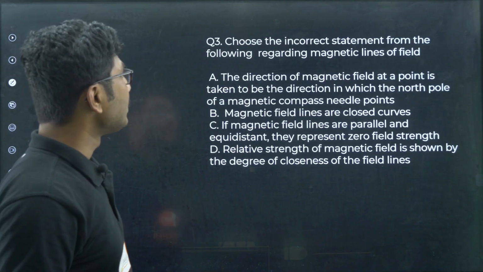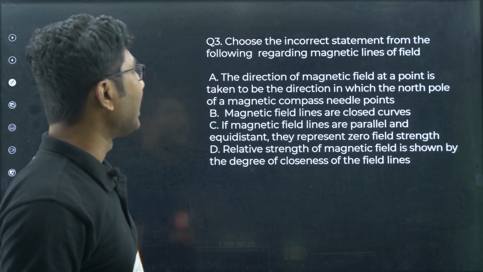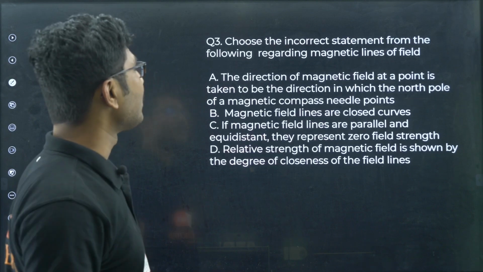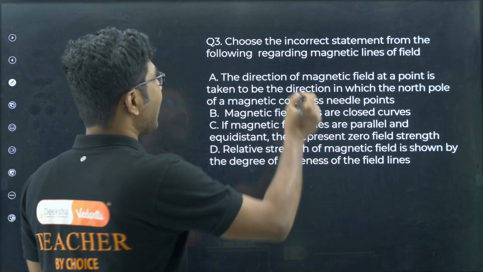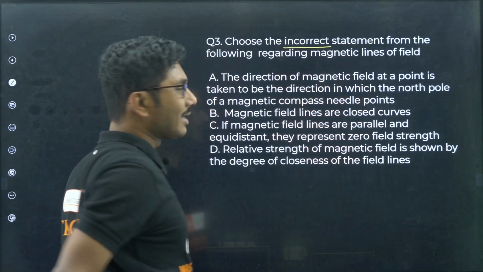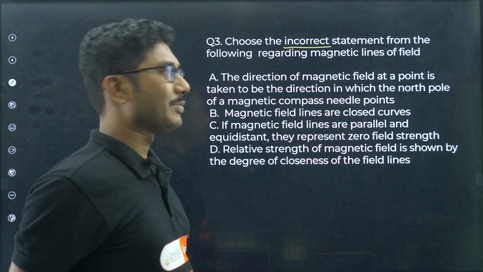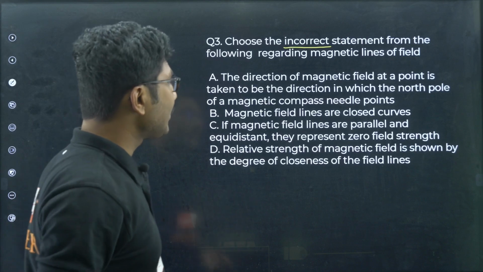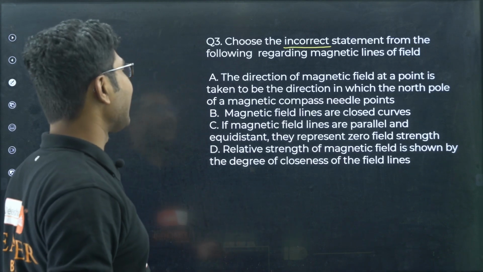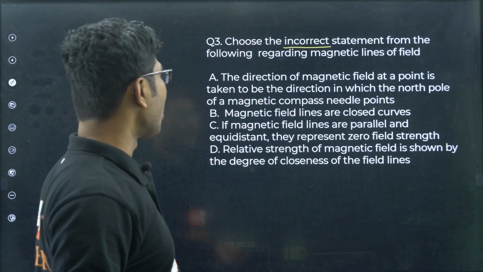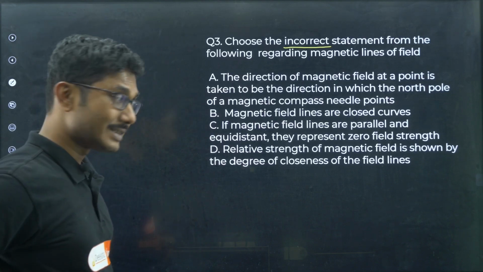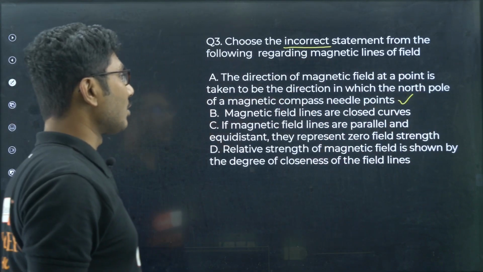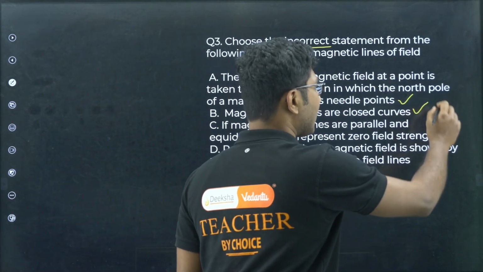Next question: regarding the magnetic field lines, which of the following statements is incorrect? Very important. There are 3 correct statements and only 1 incorrect statement, so we have to identify the incorrect one. Let's read the question. The direction of magnetic field at a point is taken to be the direction in which the north pole of a magnetic compass needle points. Yes, this is a correct statement about magnetic field. The magnetic field lines are closed curves. Actually, this is also a correct statement.